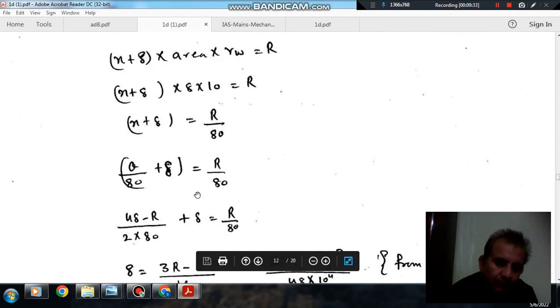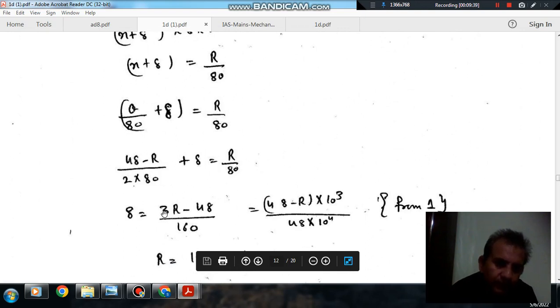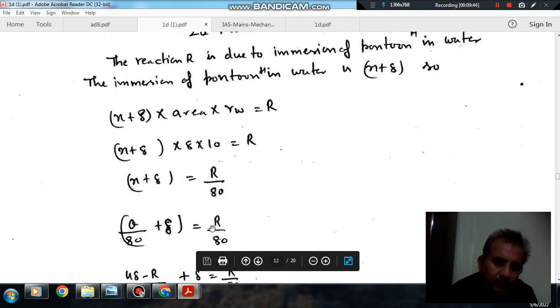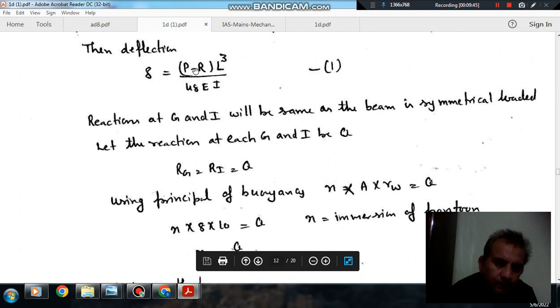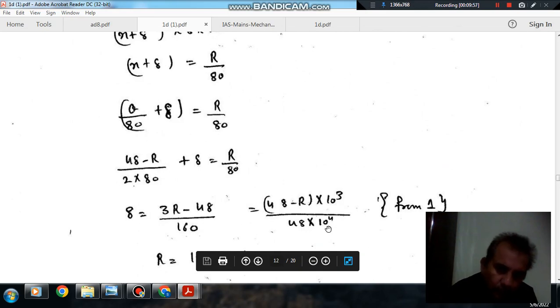Now from this, solving, Q is your (48 minus R) by 2. And solving this we have delta equal to (3R minus 48) by 160, but the deflection is also given by this: (P minus R), where P is 48, so (48 minus R) into L cubed by 48 EI.